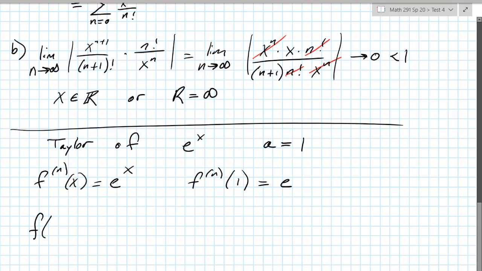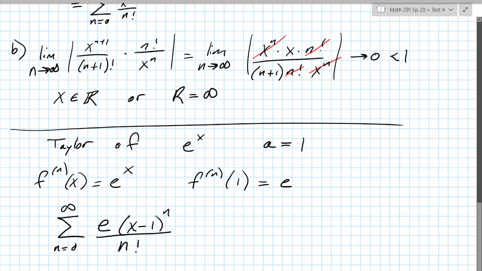So our f of x expansion becomes the sum of e times x minus 1 to the nth power divided by n factorial is our Taylor expansion at 1.